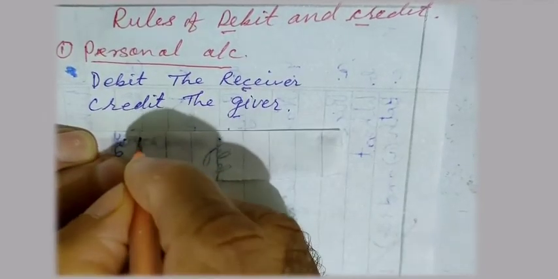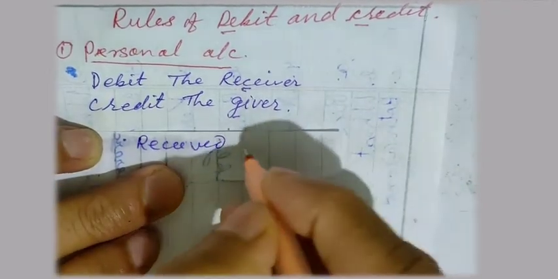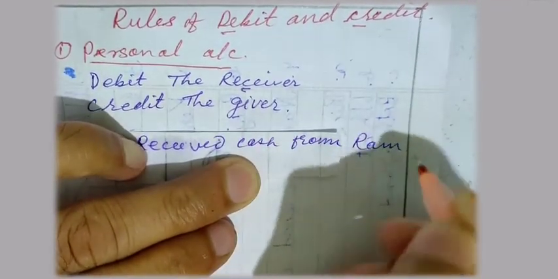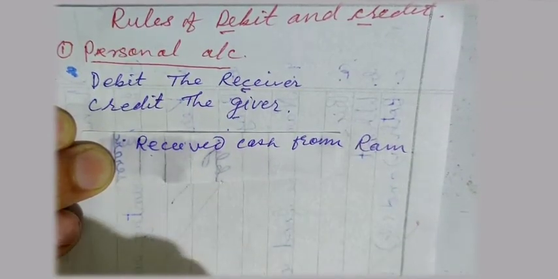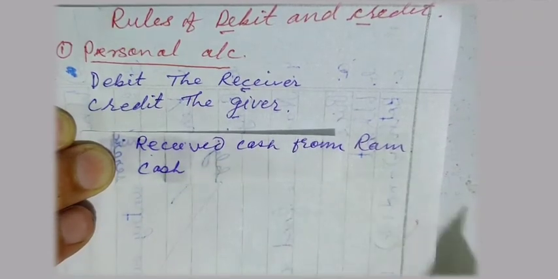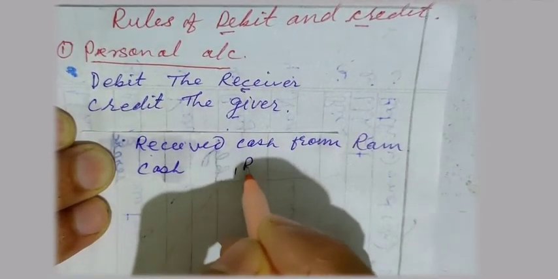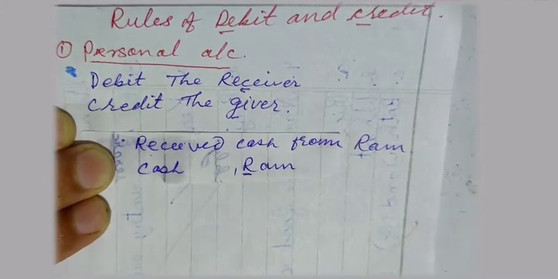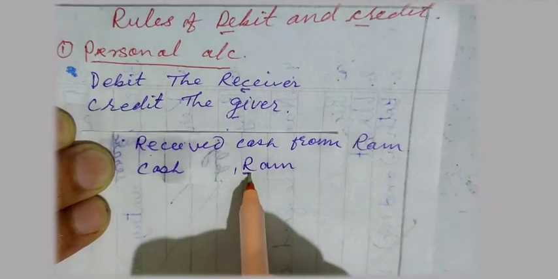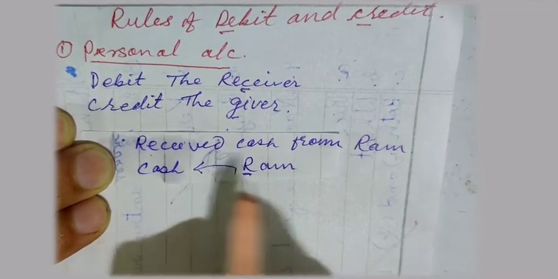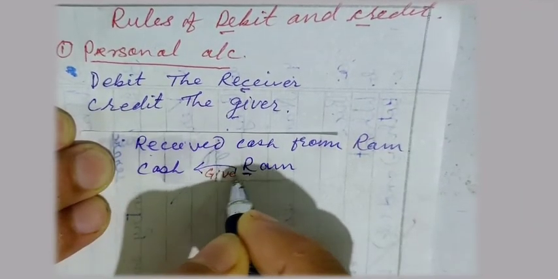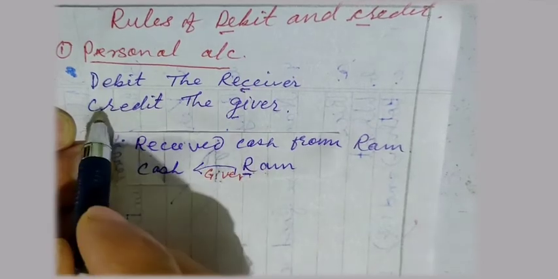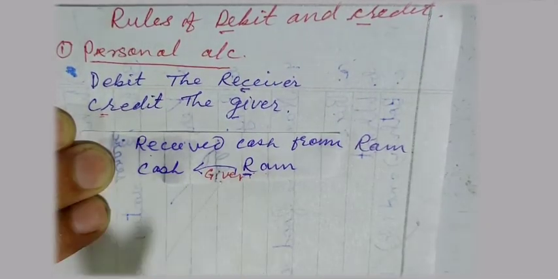Okay. Take for example, received cash from Ram. Now here, received cash from Ram. What is received? Cash is received. From whom? Cash is received from Ram. So what is Ram now? Ram is a giver of cash. He is a giver, right? So since Ram is a giver, Ram will become credit. This is how we'll use the rule.